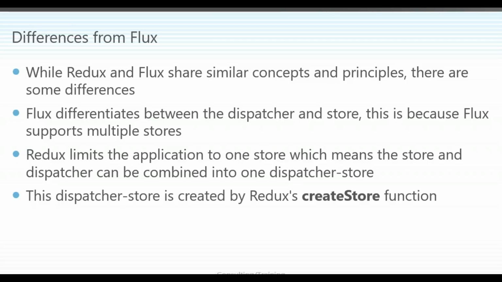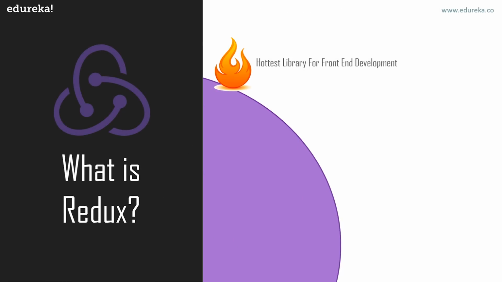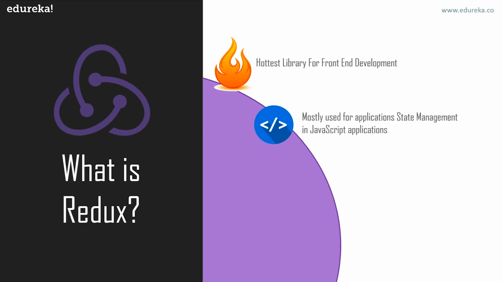So there is a predefined function in Redux, which is the createStore function, and it creates this dispatcher store kind of functionality in Redux. So in short, what is Redux? It is the hottest library as of now for front-end development. It is mostly used for applications where state management is required. It is used in JavaScript applications where we need state management.